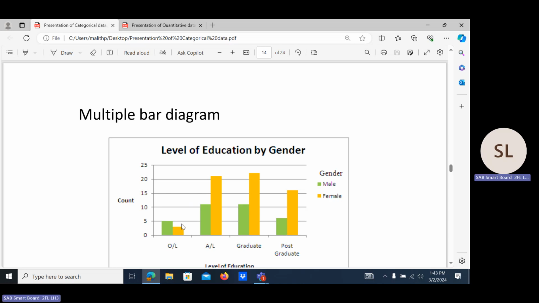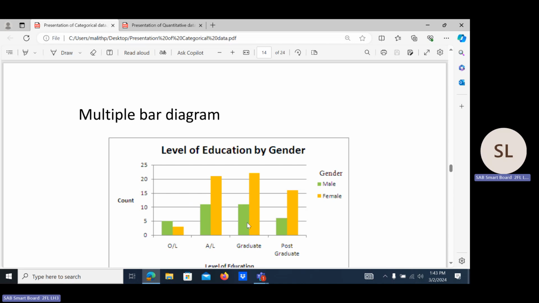Okay, then this one is the O-level category, this one is the A-level category, this one is the graduate, and this one is postgraduate. Okay, using the multiple bar diagram, we can do the direct comparison between two values.